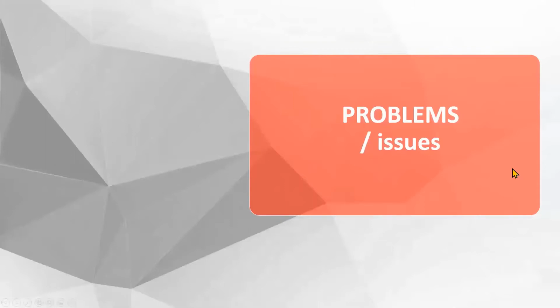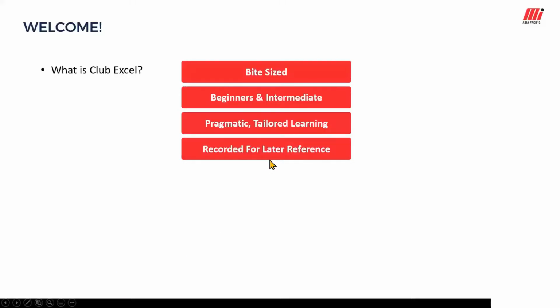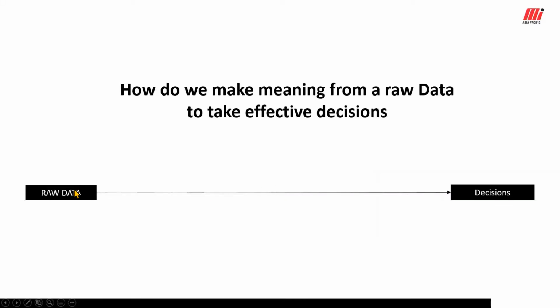So let's start off. We always start off with the problem and we solve it with our Excel solution. So this time around, our problem is how do we make meaning from raw data to make effective decisions. Raw data to effective decisions. What's the route? It's very, very simple.